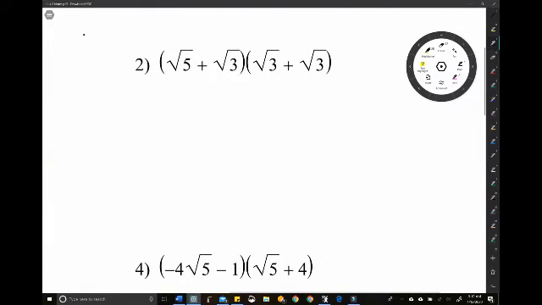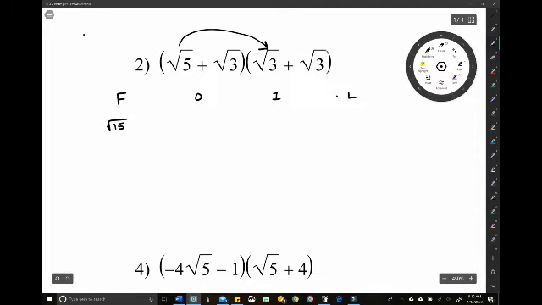All right, so number 2. FOIL. So we are going to do our firsts, our outers, our inners, and our lasts. I encourage you to take it slow at first. Okay. Square root of 5 times square root of 3 is square root of 15. Outers, square root of 5 times square root of 3 is, again, square root of 15.